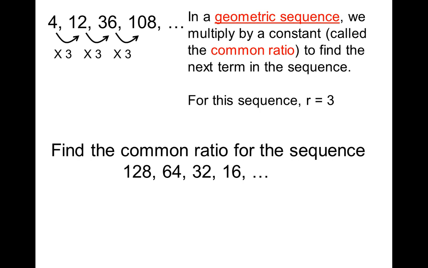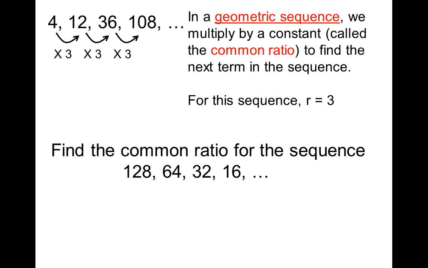But we have to be a little bit careful about that because sometimes the pattern that you're seeing is not the same thing as the value for the common ratio. For example, if I ask you to find the common ratio for the sequence 128, 64, 32, 16, most people when they look at this sequence see a division pattern. They're seeing that to get from one number to the next you divide by 2.